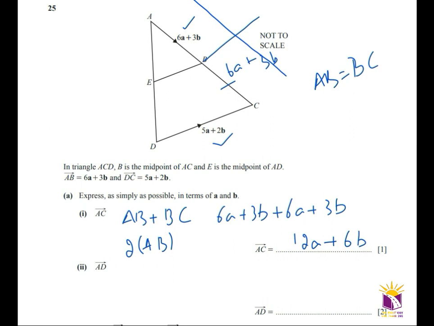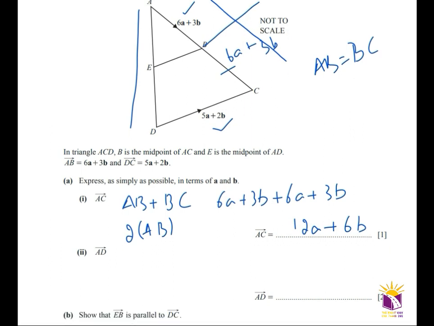In the second part, you have to find AD. I am choosing the path A to C, then C to D. So it will be equal to AC plus CD. AC is equal to 12a plus 6b. And we are not given the value of CD. We are given the value of DC.